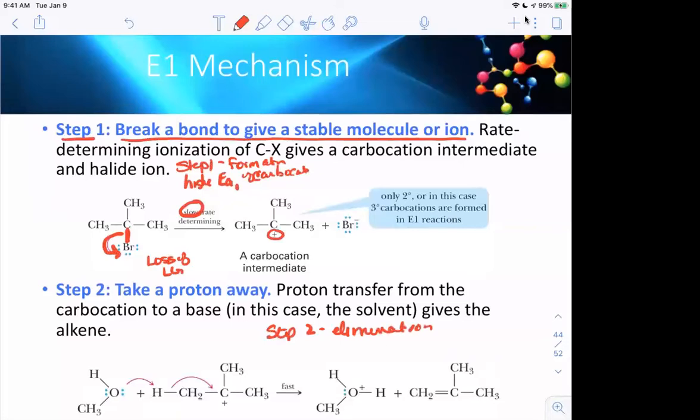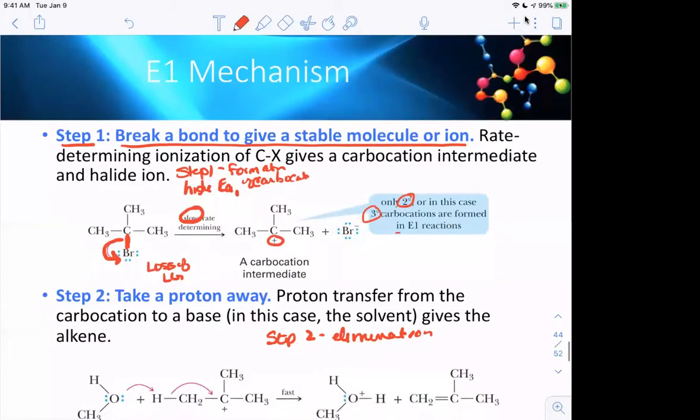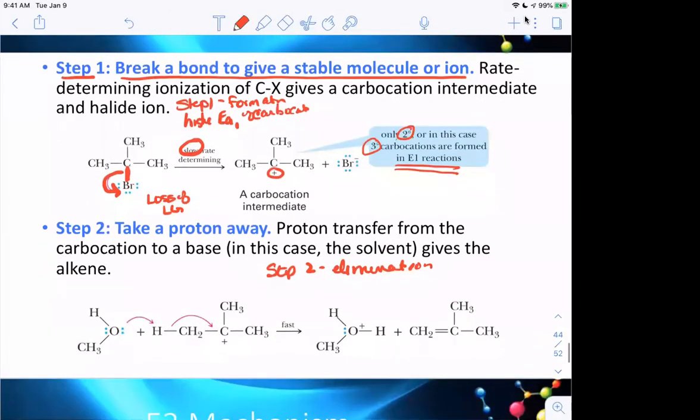So only secondary and tertiary carbocations are ever formed in E1 reactions. So again, I'm not forming primary or methyl carbocations. They're so unstable that they don't form. Step 2 is a proton transfer reaction.